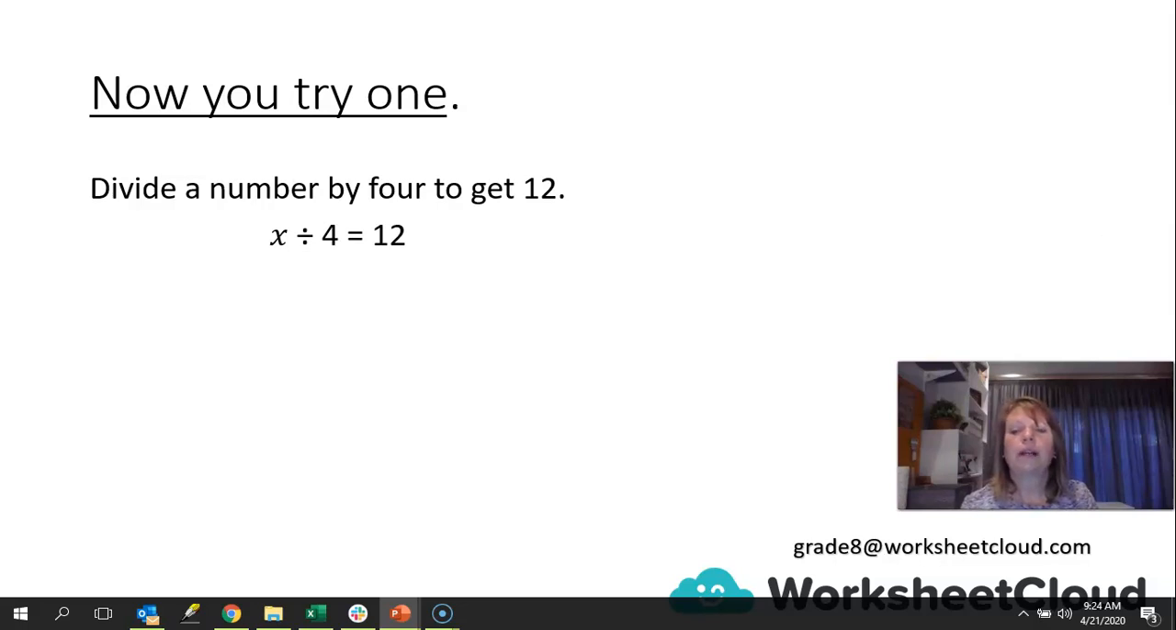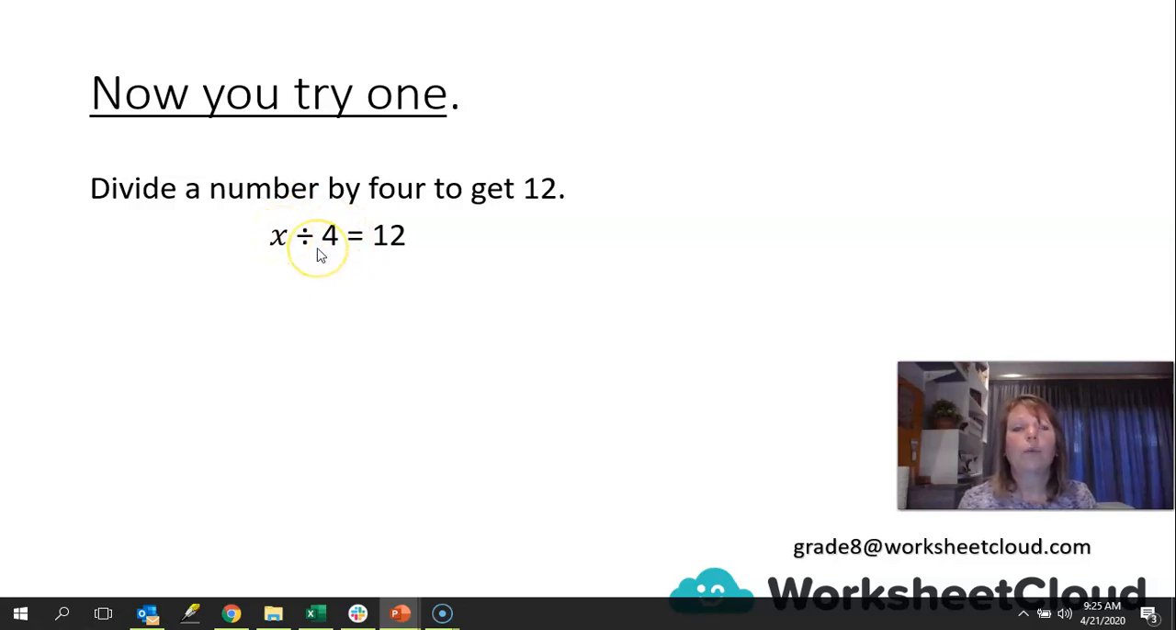That would be x divided by 4. So divide a number by 4 to get to 12. x divided by 4 is equal to 12. We've now got to try and get rid of the other values so that x stays on its own.